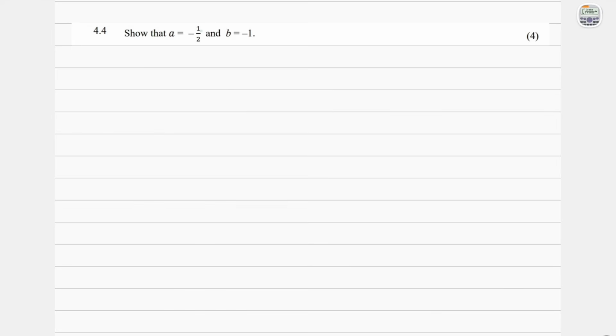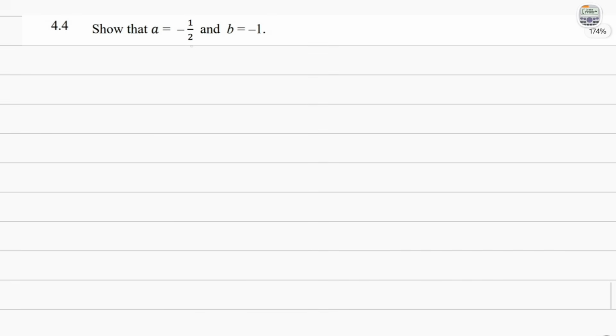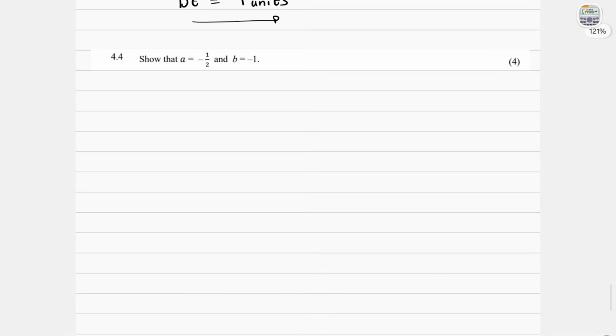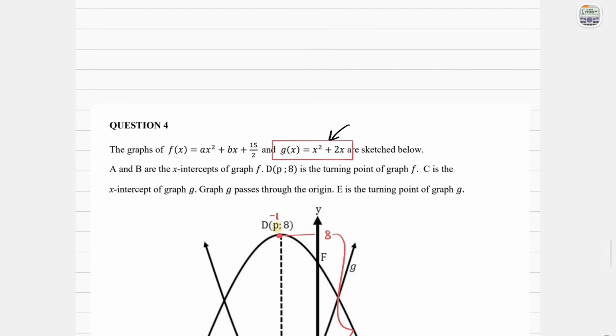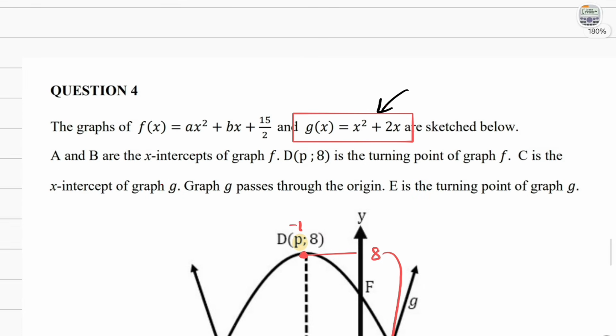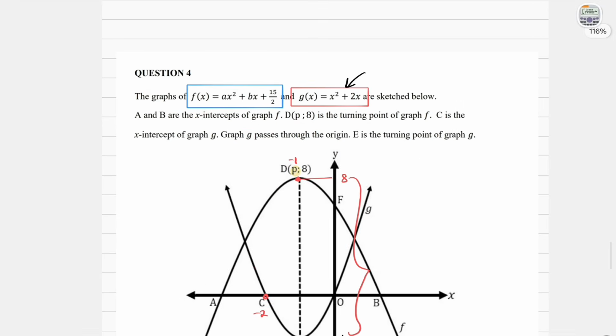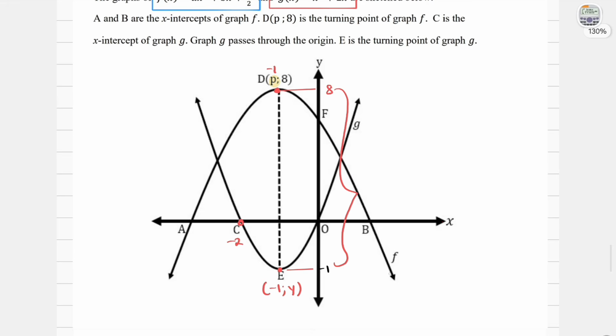Question 4.4 says, show that a is equal to negative 1 over 2 and b equals negative 1. So they're referring to the values of a and b in the graph of f. What about the graph of f do we have? We have this point. We have the full point now, but it's specifically a turning point.